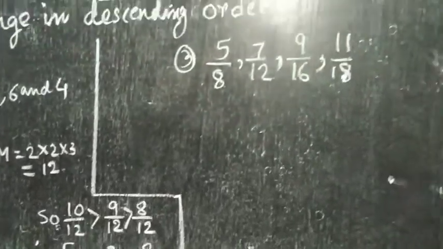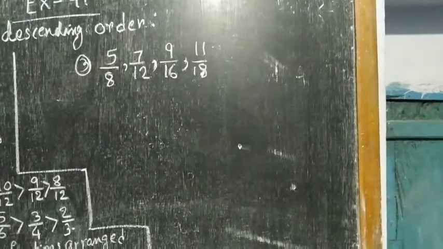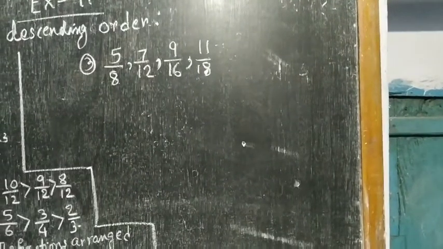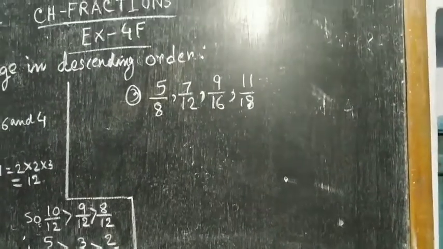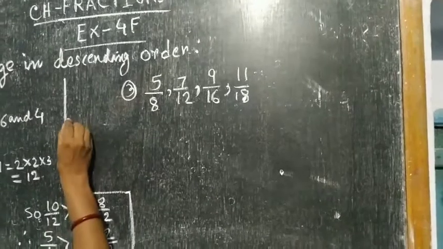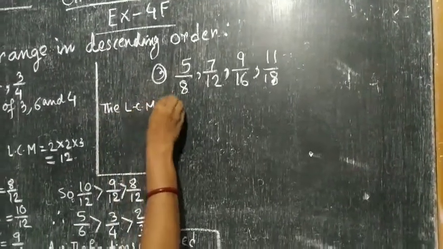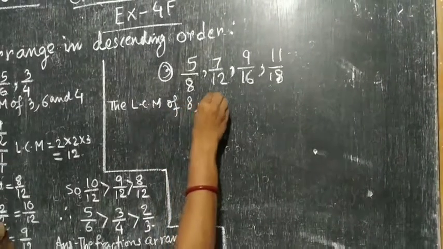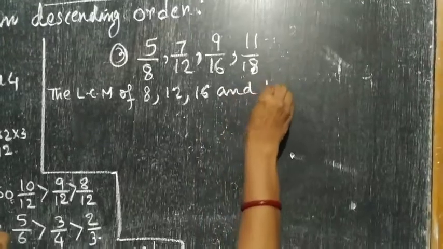Now see children, sum number 3. Here there are 4 fractions: 5 by 8, 7 by 12, 9 by 16, 11 by 18. Again you have to take the LCM of the denominators 8, 12, 16 and 18. So you take the LCM of 8, 12, 16 and 18.